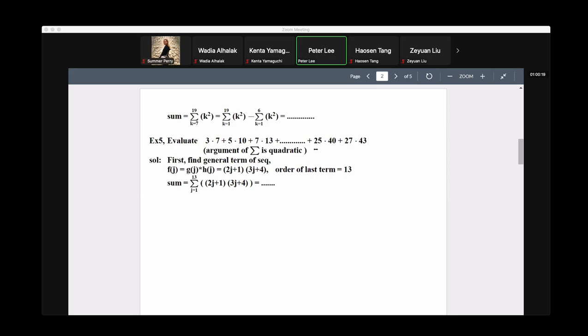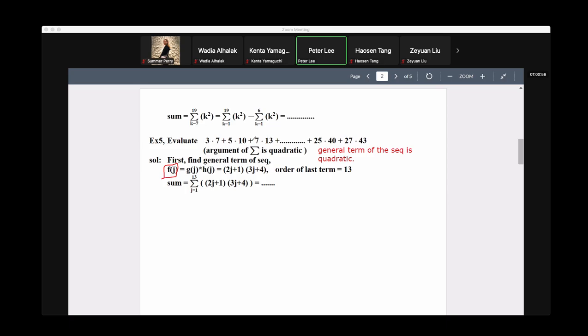Write this down. What I mean is the general term of the sequence, not the series. You can say the general term of the series if you like. The general term of the sequence or the series is quadratic. Let's say I call this general term f of j. I changed the index variable to j to show you that the index variable can be any letter.